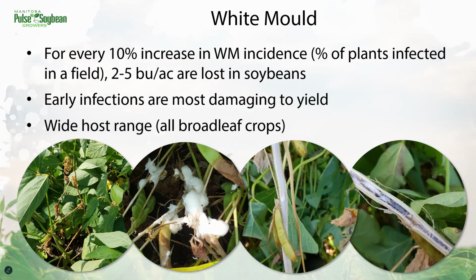For every 10% increase in the number of plants infected in a field, anywhere from 2 to 5 bushels per acre of yield are lost. Early infections are more damaging, and we're fortunate that it's not often that we're seeing high levels of this disease. We have started to look at white mold pressure in row spacing trials to see if a narrower or a wider row affects the incidence and severity of this disease.